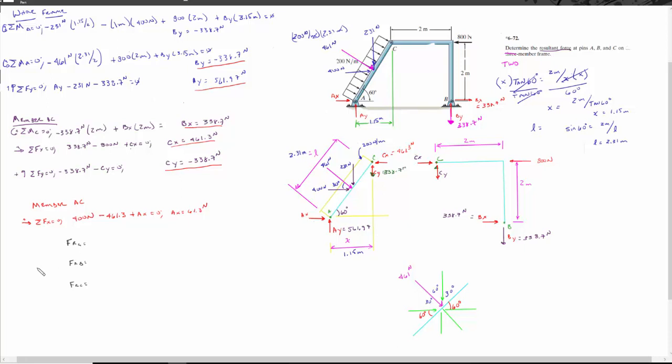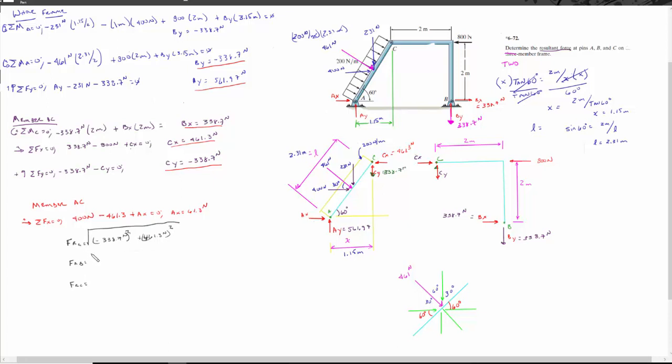Now we know we're just going to use the Pythagorean theorem. So this is going to be 338.7 newtons. We're looking at point C here, and we also said that was negative, but it doesn't really matter because we're squaring it all. Plus 461.3 newtons, and that's also squared. And then we're going to take the square root of that.